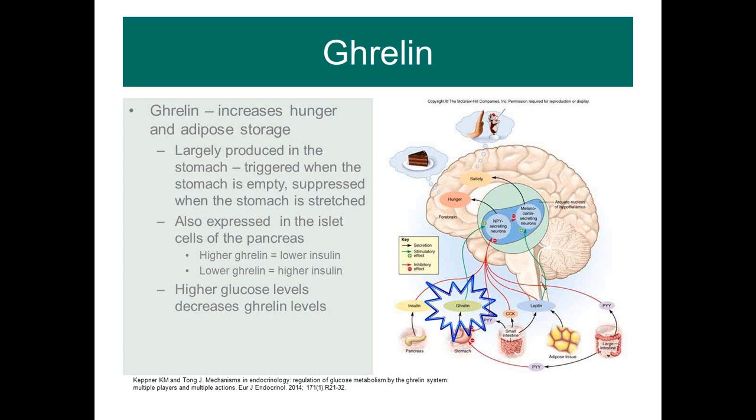Ghrelin is also strongly correlated with the islet cells of the pancreas, where when we have higher ghrelin levels, we exhibit lower insulin levels, and when we have lower ghrelin levels, we have higher insulin levels, which makes sense considering lower ghrelin is associated with having consumed food, and thus the glucose in the bloodstream should be a cue to increase insulin. And higher glucose levels can help to decrease ghrelin levels.